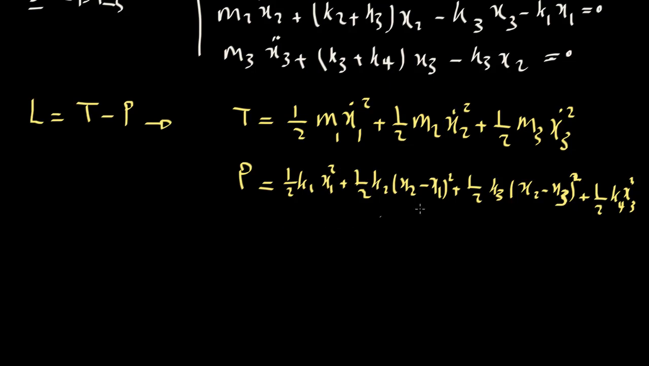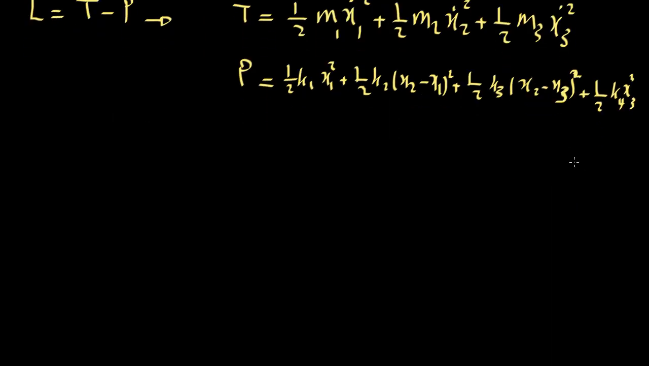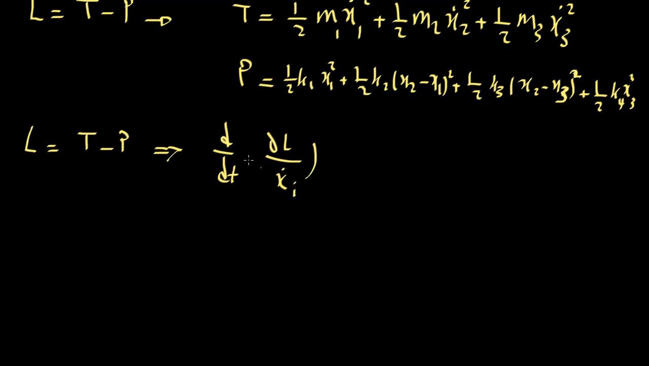Okay, now that we have the kinetic energy and potential energy, basically we can write down the Lagrangian. L would be T minus P, and once we have this, we can use the Euler-Lagrange equation to derive the governing equation of motion. So this would be, let's say, d over dt of partial L over partial x i dot, minus partial L over partial x i, equal to 0, and i would be 1, 2, 3.